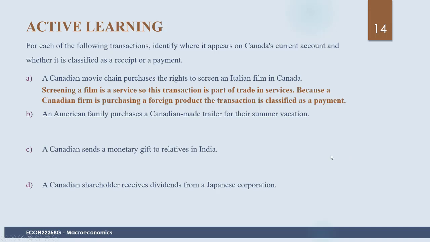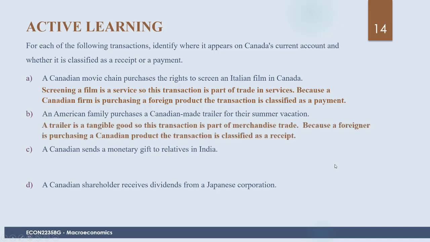Okay, and B, it says an American family purchases a Canadian-made trailer for their summer vacation. So hit pause, think about it. Okay, I am back. And so the answer here clearly is a trailer is a tangible good. So this transaction is part of merchandise trade. Okay, so basically we have an export here. And so because a foreigner is purchasing a Canadian product, the transaction is classified as a receipt.